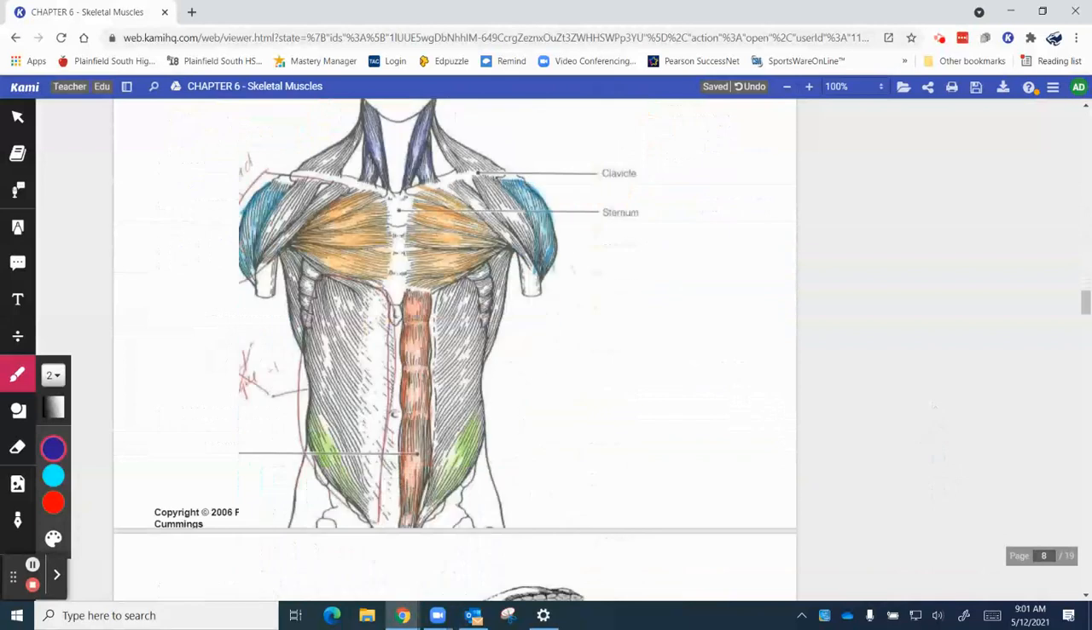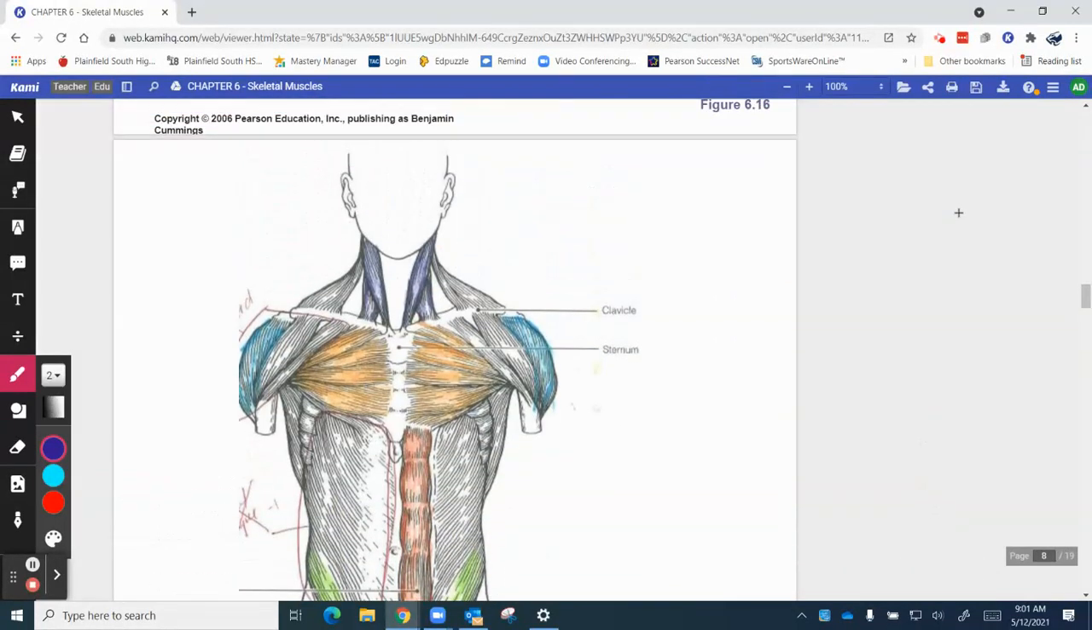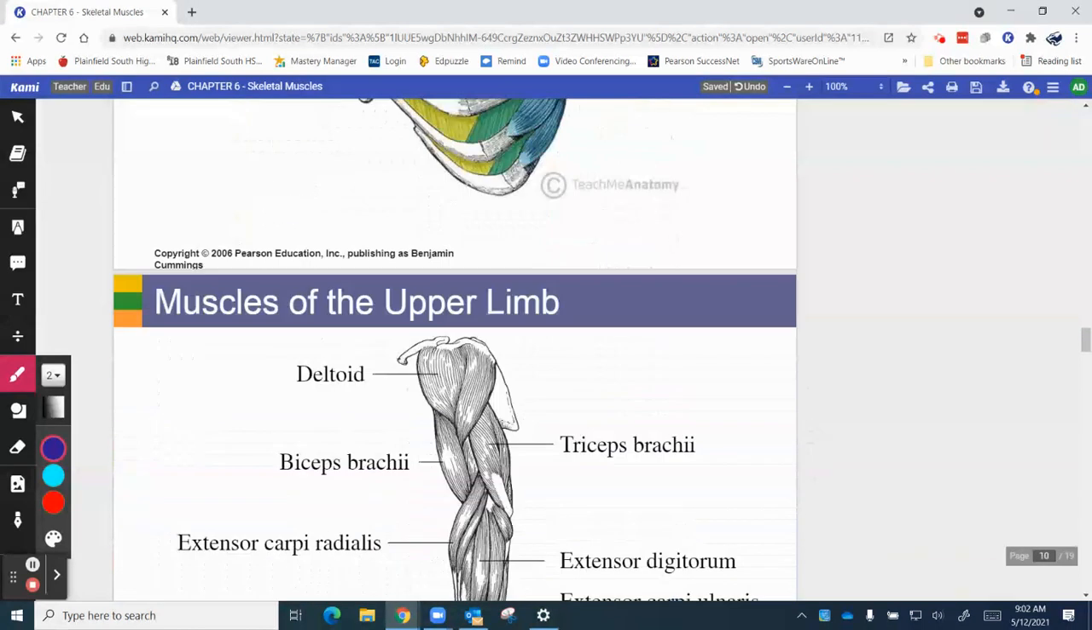Okay. Those are there so you can color them again. These right here, the blue ones, that's the sternocleidomastoid. All right, just to make sure you guys note that. But a lot of the other ones there are put in.